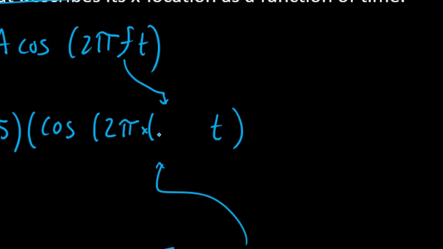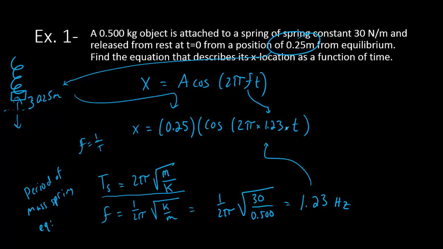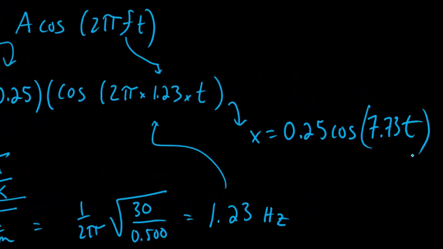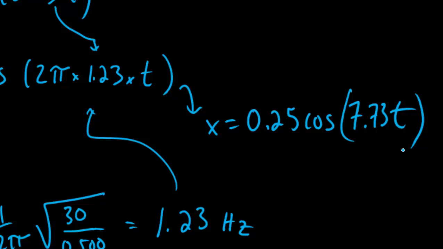Once I know the frequency, I can plug that back in here for the frequency: 2 pi times 1.23 times t. Now I can just multiply 2 pi times 1.23, and I'm going to rewrite this equation as x is equal to 0.25 cosine of 7.73 t. This is an equation that models the position of this oscillating mass.